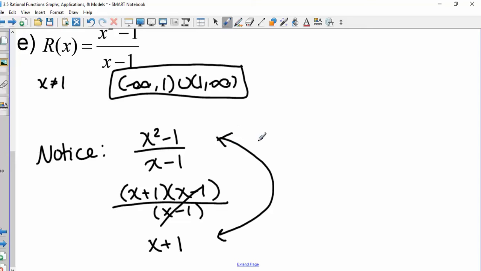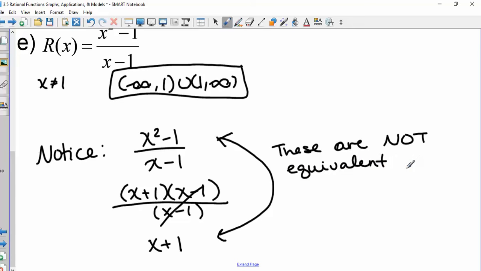But here's what I need to tell you. These are not equivalent. Why would that be? When we factored and it canceled, what would be the difference? What did we say the domain of this one was? It's everything except 1. What's the domain of x plus 1? Negative infinity to positive infinity.